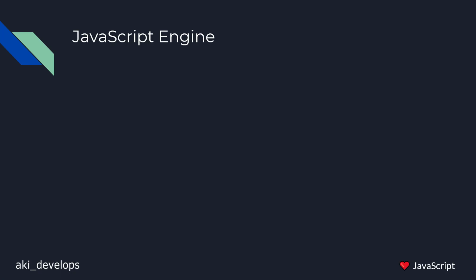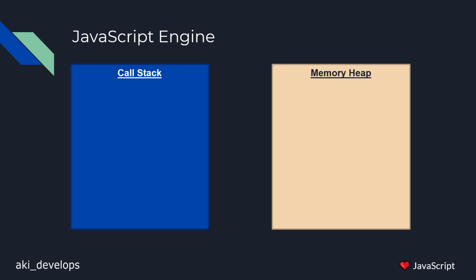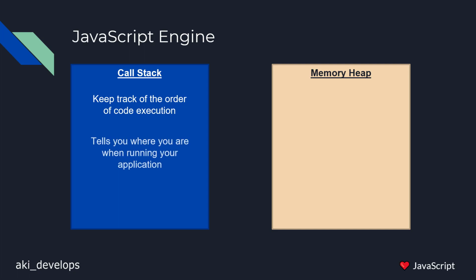JavaScript Engine handles two most important things of the code: call stack and memory heap. Call stack will keep track of the order of code execution. It tells you where you are when running your application. It works as a LIFO methodology. It means it keeps adding the function when you are calling them, and the last function you called will be released first.